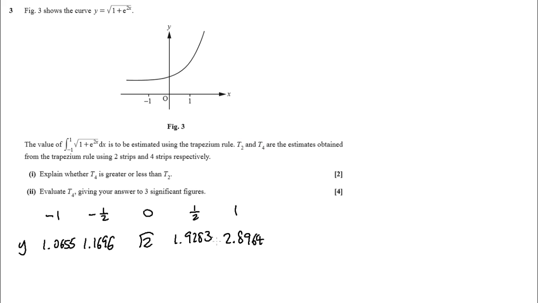So using these numbers, we can use the equation: half of the width of the strip, which is 0.5, multiplied by the outside numbers, 1.0655, 2.8964, then add 2 lots of everything in the middle. That's the shortcut way of doing the trapezium rule.